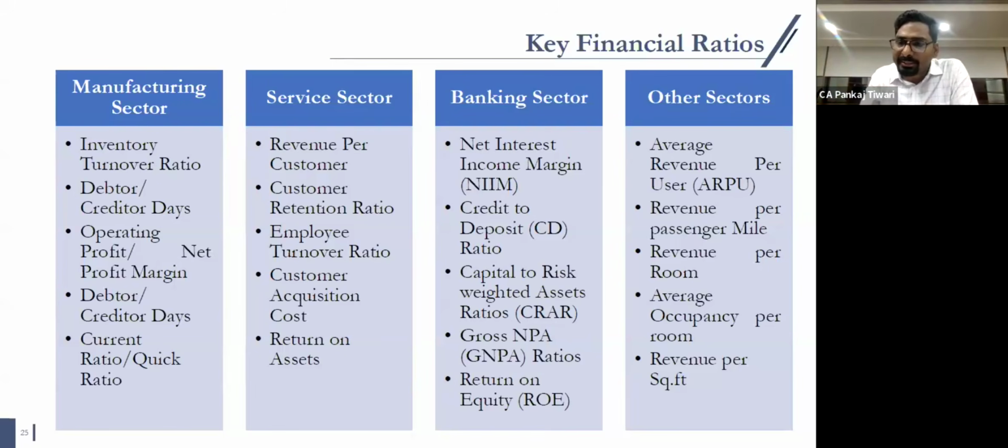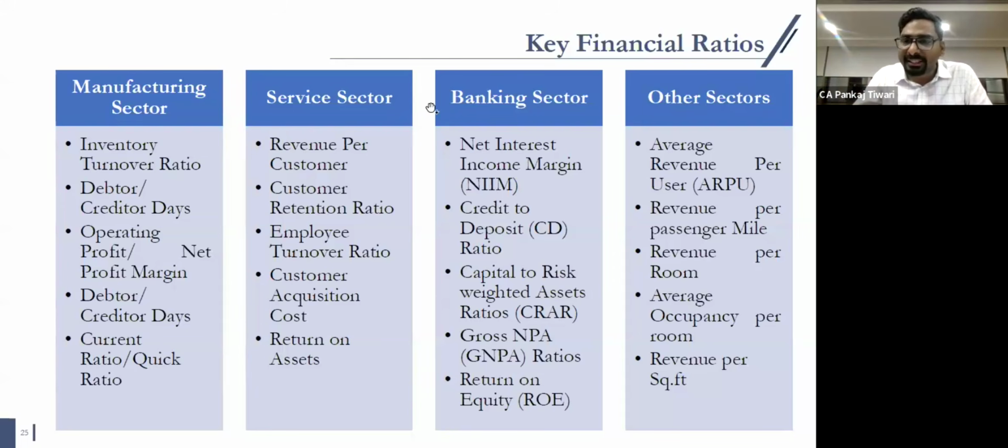The GNPA ratio basically indicates the loans which have defaulted in your bank. So if the GNPA ratio is 2%, that means if you have given loans of 100 rupees, 2% of the customers will be in default. Return on equity we just spoke about.